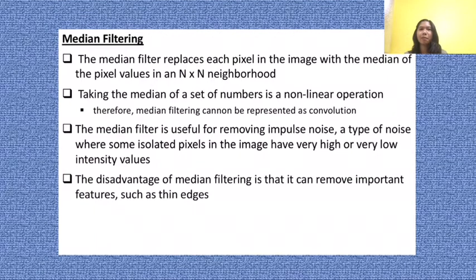Median filtering. The median filter replaces each pixel in the image with the median of the pixel values in an n by n neighborhood. Taking the median of a set of numbers is a non-linear operation. Therefore, median filtering cannot be represented as convolution. The median filter is useful for removing impulse noise, a type of noise where some isolated pixels in the image have very high or very low intensity values. The disadvantage of median filtering is that it can remove important features such as thin edges.